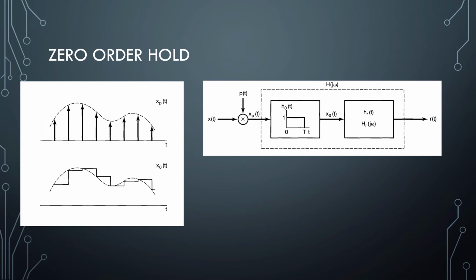In practice, it's very hard to represent a signal as an impulse train, so a better way is to hold the signal value until the next sample, and this is called a zero-order hold. This is akin to impulse train sampling followed by a convolution by a zero-order hold filter with an impulse response shown in the right image, h0, and this results in our signal x0.